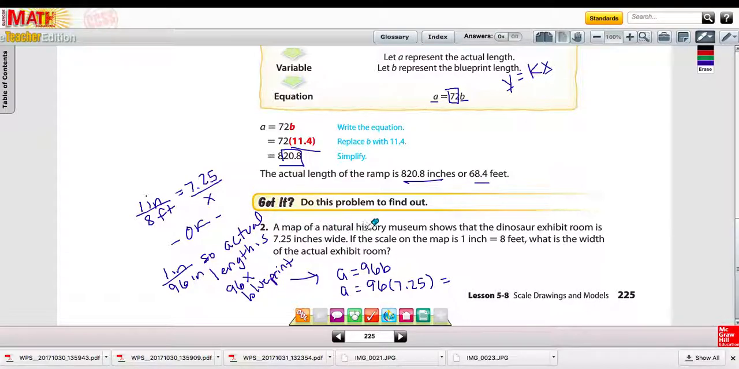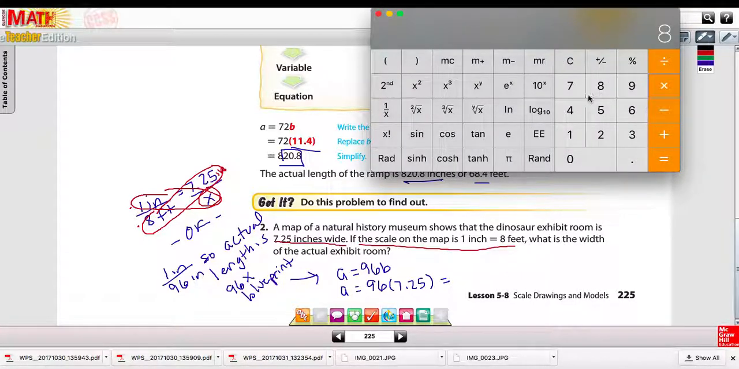So we have a map of a dinosaur exhibit room that's 7.25 inches wide. I put that right there. And the scale on the map is 1 inch over 8 feet. Notice that we have inches in both numerators, and then we're solving for the feet here. If I cross multiply and divide, it's going to be pretty easy because I have 1x and I don't need to divide by anything. So all I need to do is pull up my calculator and take 8 times 7.25, and I get my answer of 58.